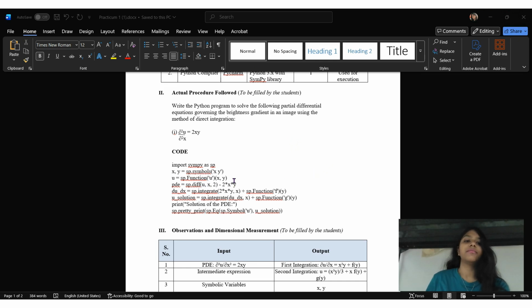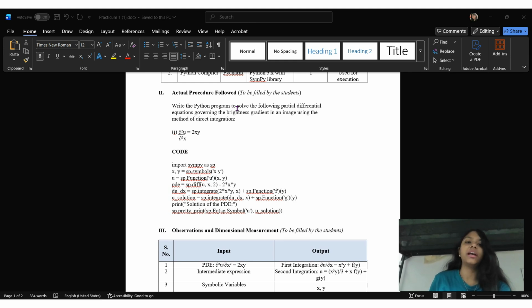So next, we do the integration. To solve this, we integrate the right hand side with respect to x. Integrating 2xy gives us x²y. But since we are integrating with respect to x, we also add an arbitrary function of y. Let's call it f of y. So now we get ∂u/∂x equal to x²y plus f of y, where f of y is some unknown function depending only on y.